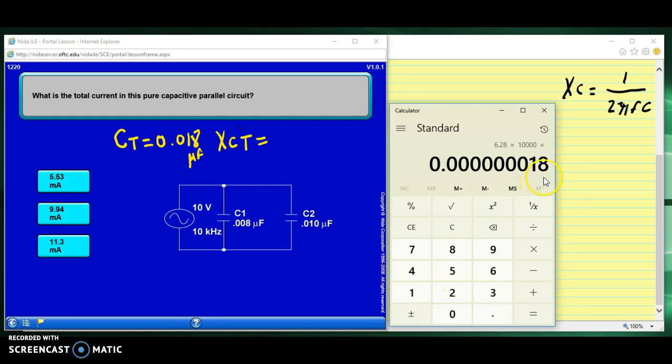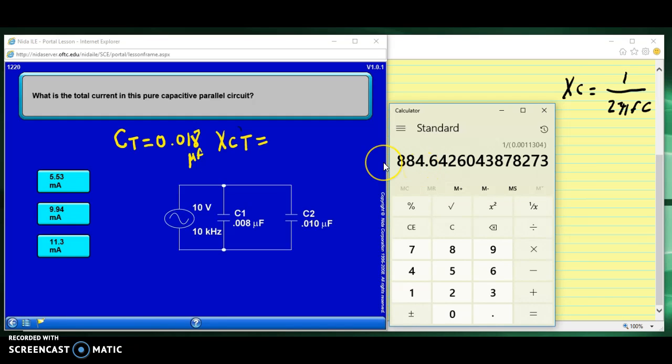So let's see if that's right. If the decimal place were here, we'd be in microfarads. So 0.018, which is what we have written up there. And we got to move it 1, 2, 3, 4, 5, 6 to get all the way back to the base unit. So that is the right value. Equals, and then we got to reciprocate that.